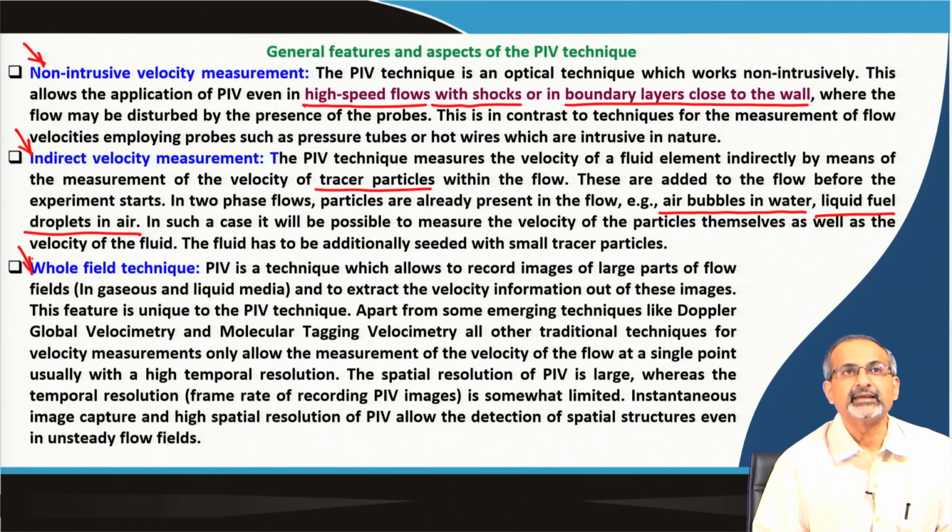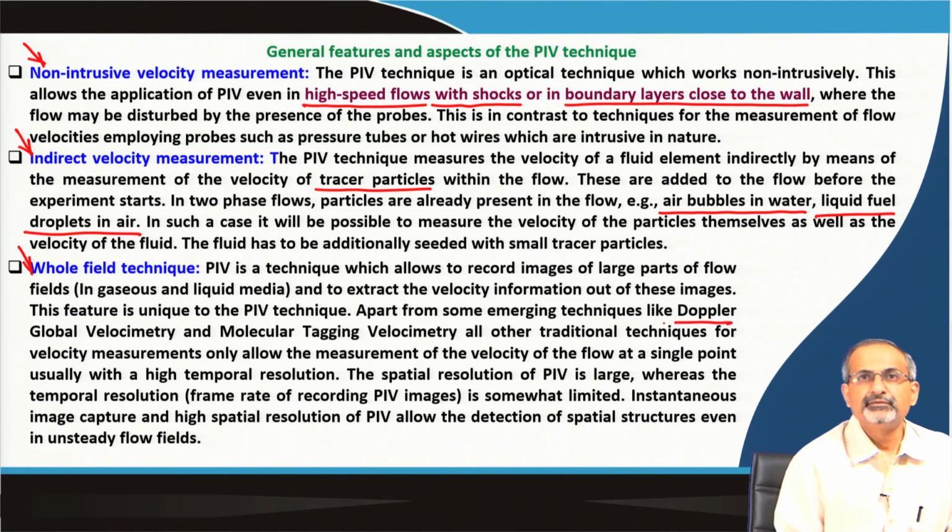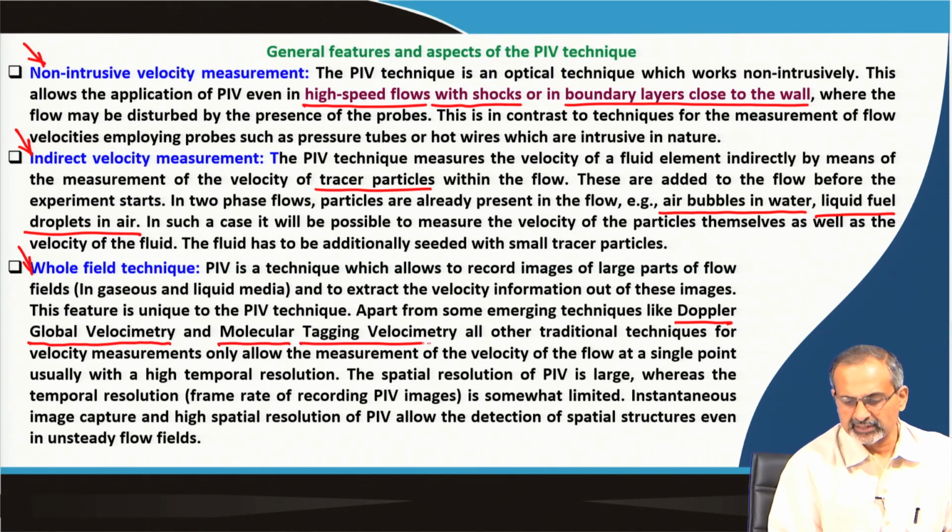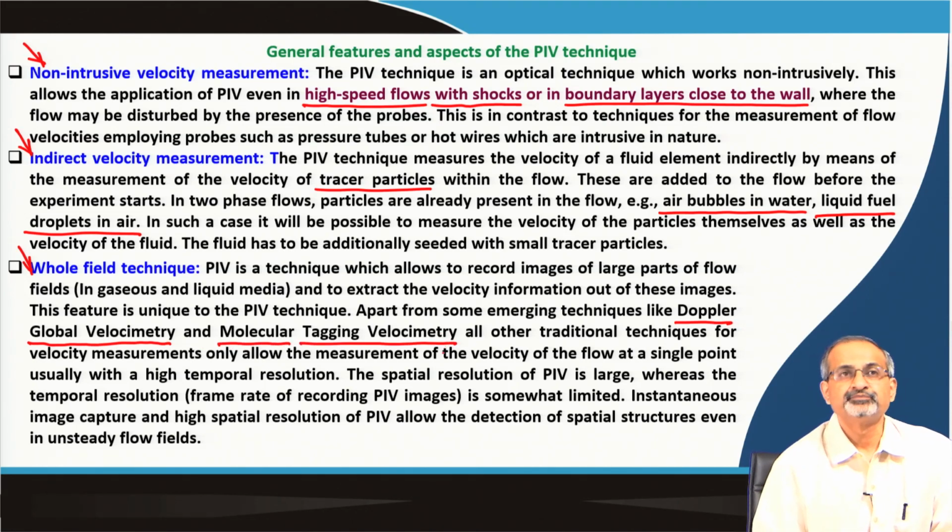It is a whole field technique, unlike single point measurements. So, this technique allows us to record images of large regions of the flow in both gaseous and liquid media, and to extract the velocity information out of these images. Apart from PIV, there are a few emerging techniques like Doppler global velocimetry and molecular tagging velocimetry. Only they have the capability of whole field measurements, but other than them, most of the traditional techniques of velocity measurements are basically based on point wise measurements.